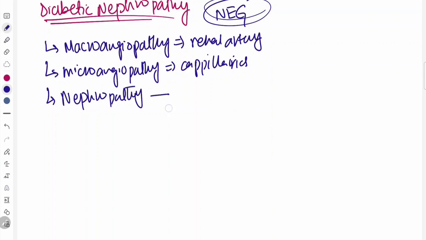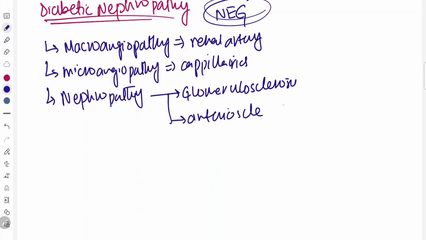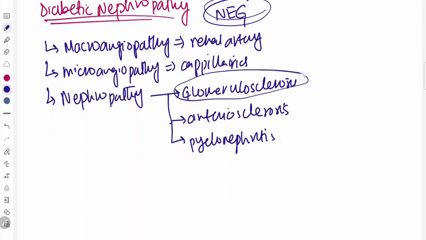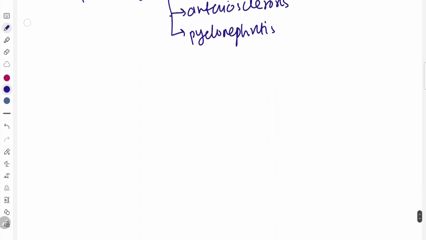In nephropathy, we have three things that happen. We have glomerulosclerosis, then arteriosclerosis of the glomerular capillaries, and then we also have pyelonephritis. But today we're only going to talk about glomerulosclerosis. We're not going to talk about anything else. So let's see how glomerulosclerosis happens.